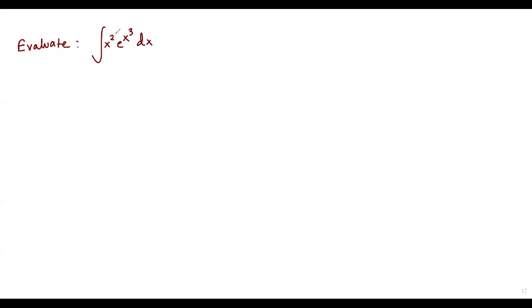So almost its derivative is over here. The constant 3 is missing. It's not an issue. Anyway, the derivative of this x cube is almost over here. So whenever the derivative of a part of a function is in the function itself, then we can use the method of substitution to integrate such a function.